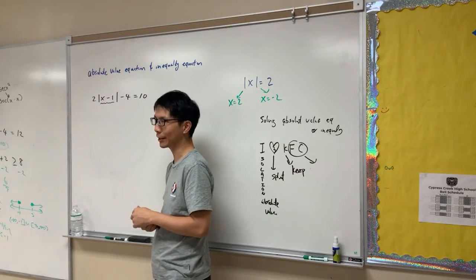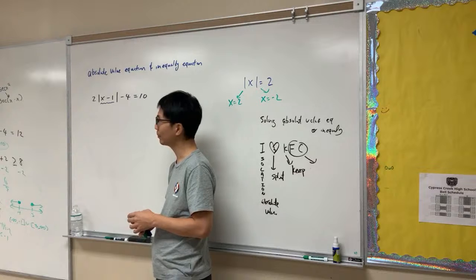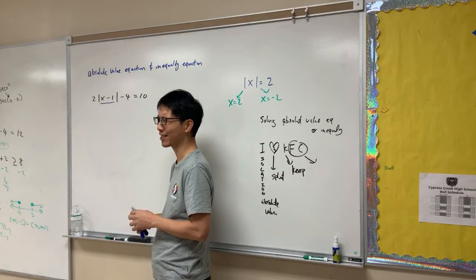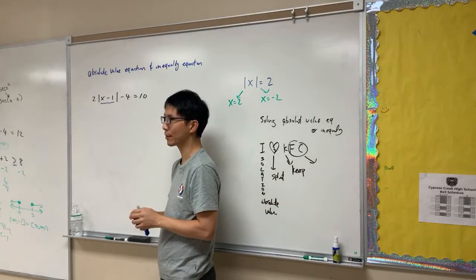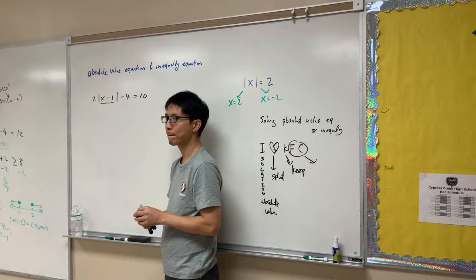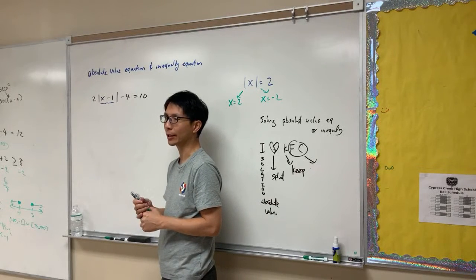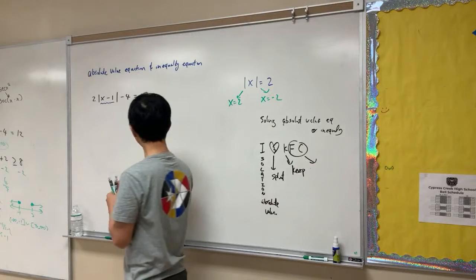So how do I isolate it? Add 1 to both sides? No. How do you isolate the absolute value? The absolute value is like this parenthesis. How do I isolate this parenthesis here? Get rid of everything on the left side, well, everything except the absolute value. So what's the first thing I need to get rid of? The 4. Good.